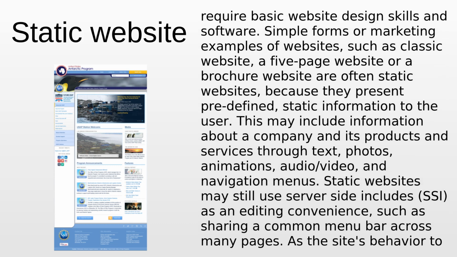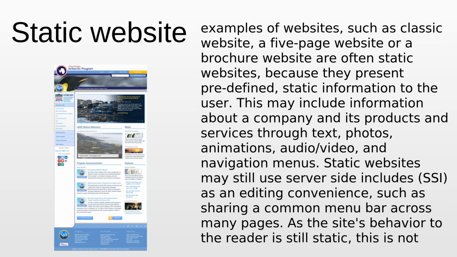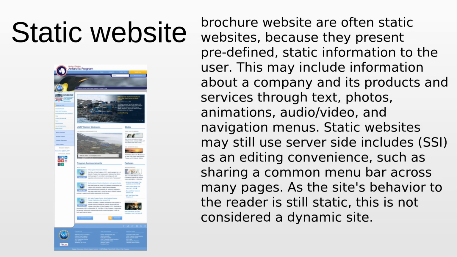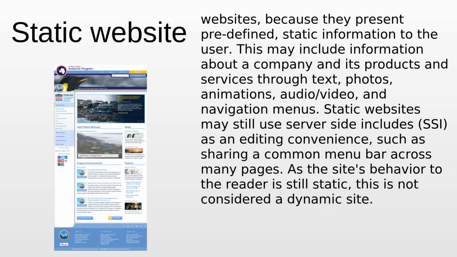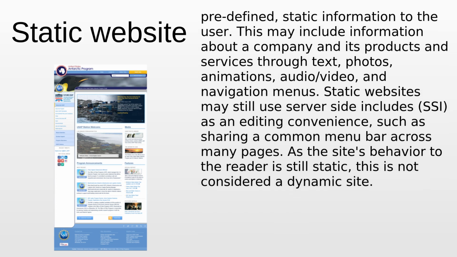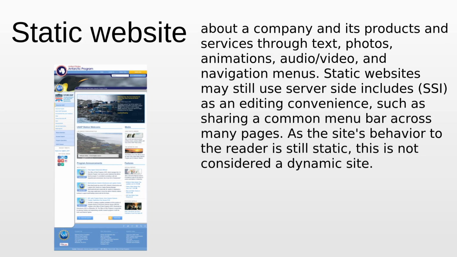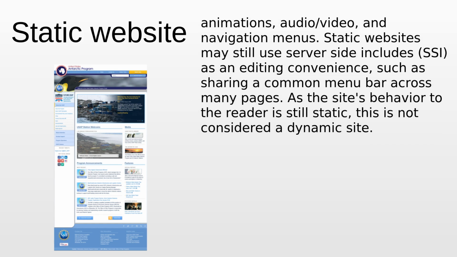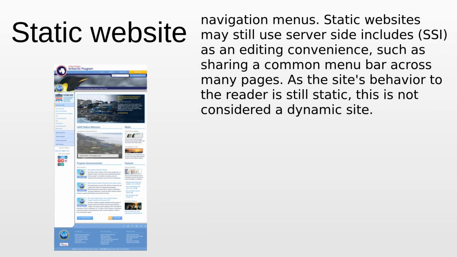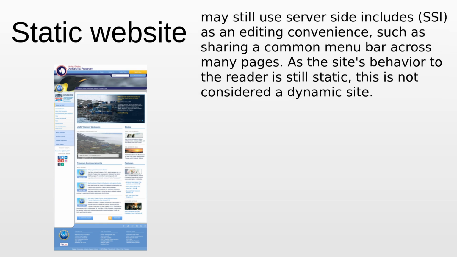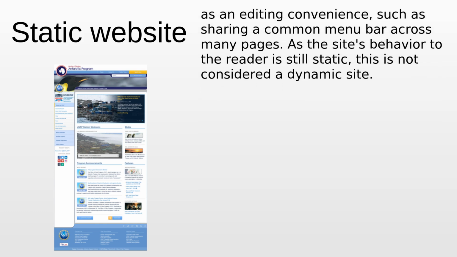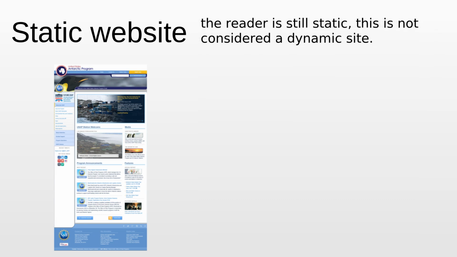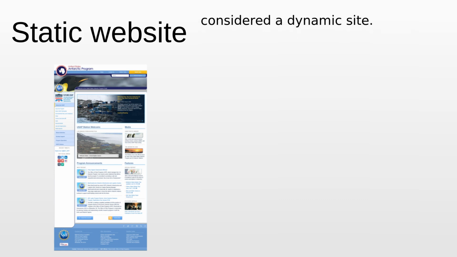Simple forms or marketing examples of websites, such as a classic website, a 5-page website or a brochure website, are often static websites because they present predefined, static information to the user. This may include information about a company and its products and services through text, photos, animations, audio, video, and navigation menus. Static websites may still use server-side includes, SSI, as an editing convenience, such as sharing a common menu bar across many pages. As the site's behavior to the reader is still static, this is not considered a dynamic site.